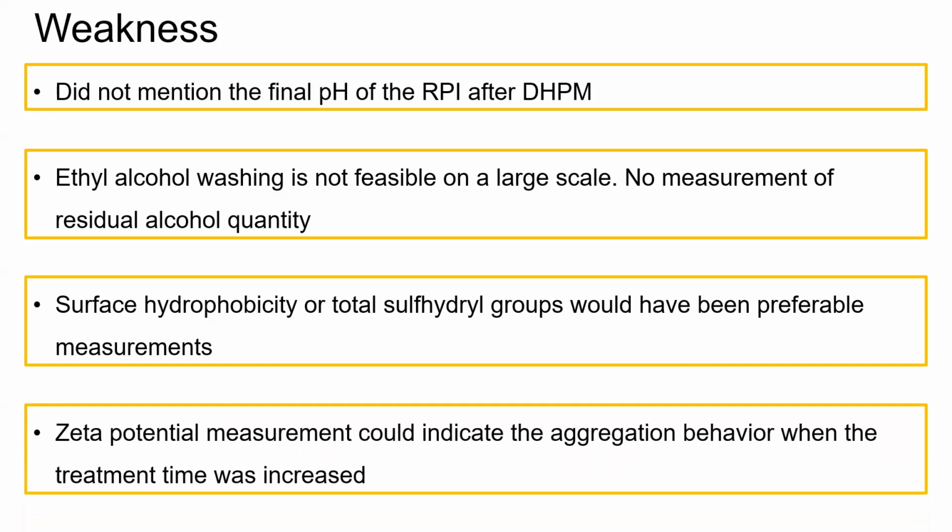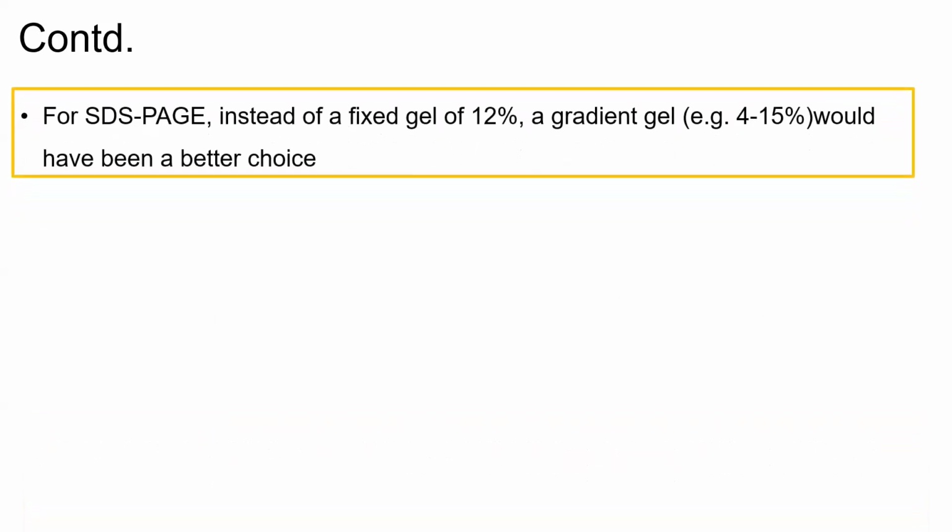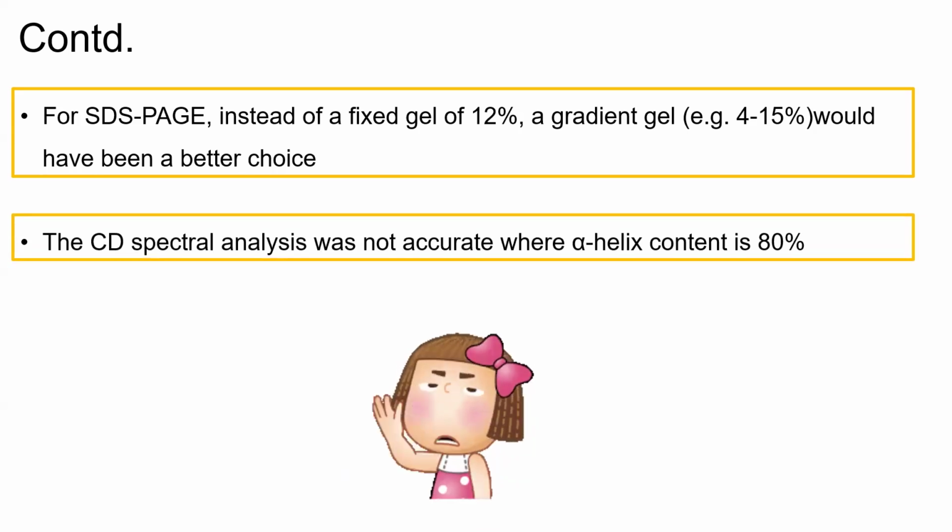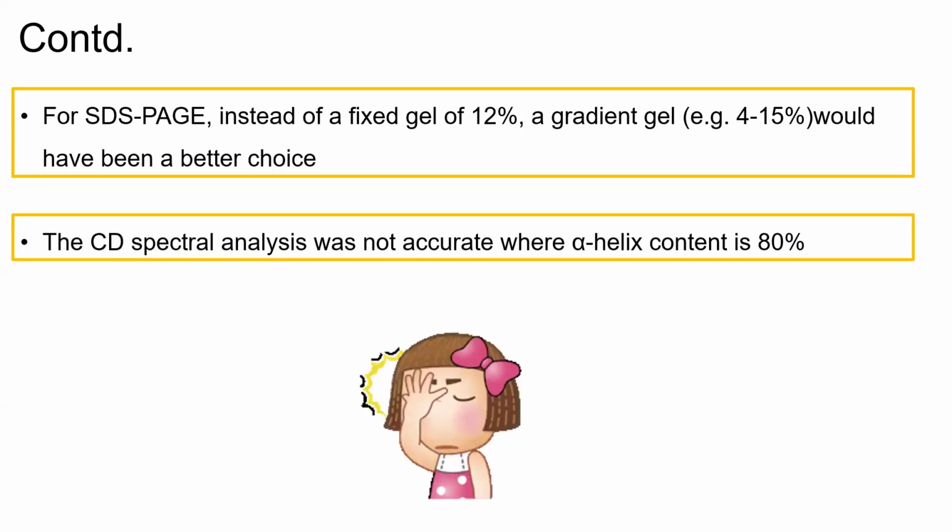And also they did not do any zeta potential measurement. At different pressures and times, if the zeta potential was measured, that could have been a better way of explaining whether the particles are coming together and coalescence is happening. And as I said, in the SDS-PAGE, they used a fixed concentration of 12%. Instead of that, they should have used a 4 to 15 or 4 to 18% gradient gel. Then we might be able to see a better distribution or changes in different treatments, but it did not. And also the CD spectral analysis was not accurate.